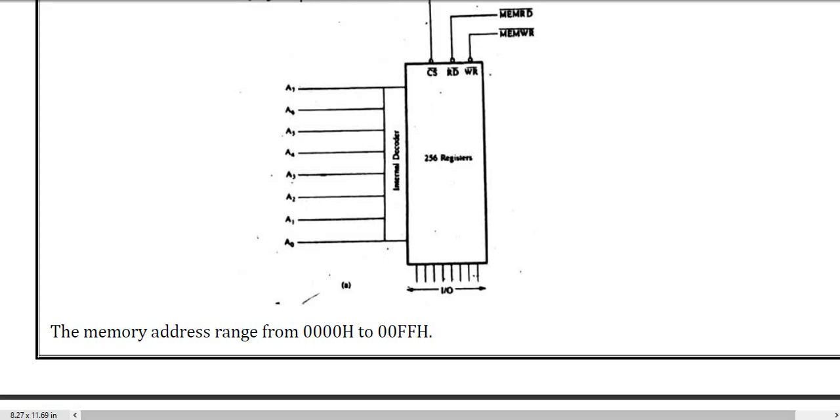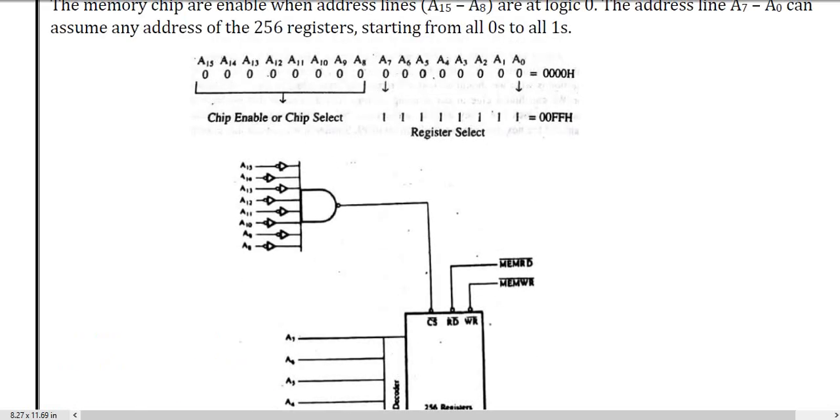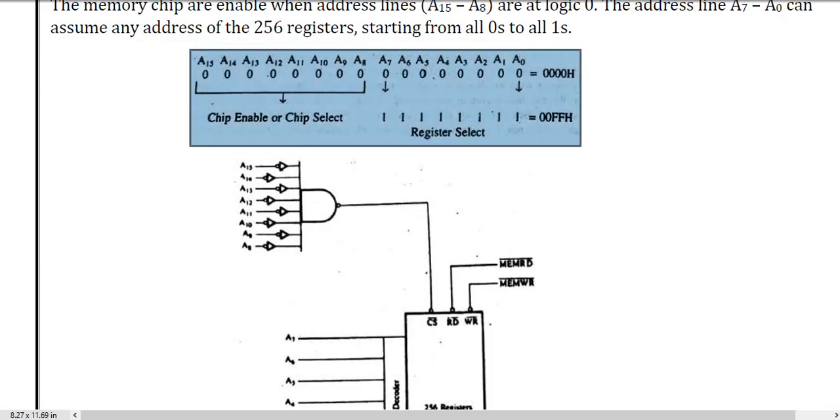This one is the memory address range where we have 0000 to 00FF. By this diagram we can easily understand how we did it. This one is 0000 and this is for 00FFH. Here we have put all values 0, but using this NOR gate it will generate all values to 1, and finally we get the FFFF.